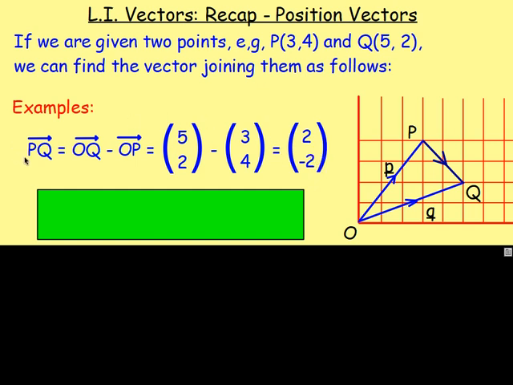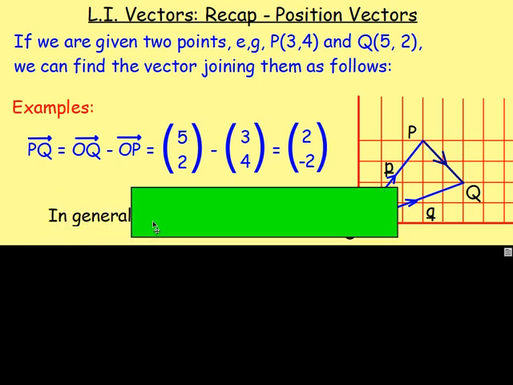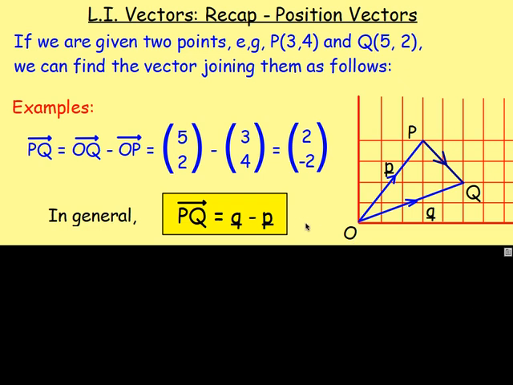And you can see that that works out. Going from P to Q, you would have to go along 2 in the x and then down 2 in the y. So that would be 2, negative 2, which is what we get here. In general, that works for all position vectors. To go from P to Q, you take vector Q and you take away vector P.